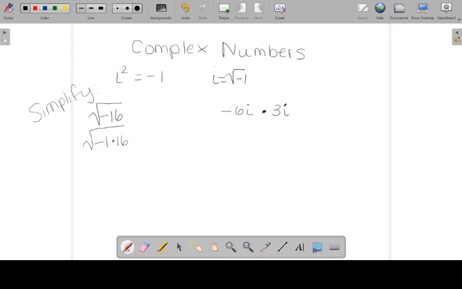So you can just replace that. You can just substitute it and say i times the square root of 16. Well, we just said that the square root of 16 is 4. So the answer here would be 4i.